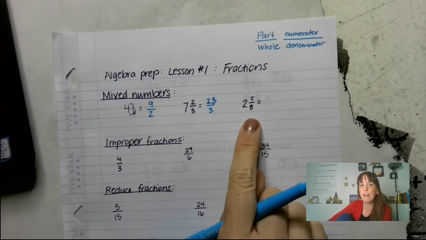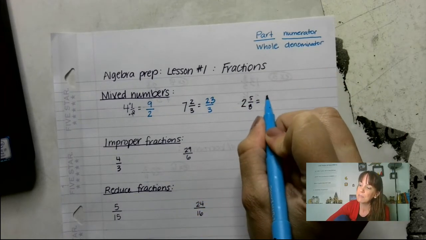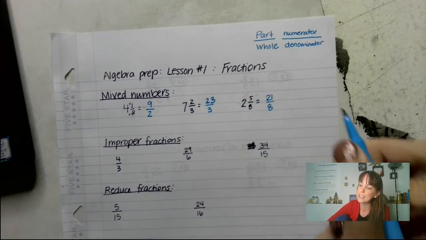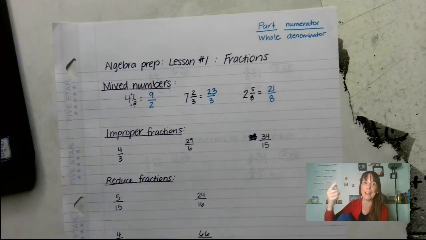Over here, 2 and 5/8. 8 times 2 is 16. Plus 5 is going to give me 21/8. So now we've gone from mixed number to improper fraction. Now let's go the other way.